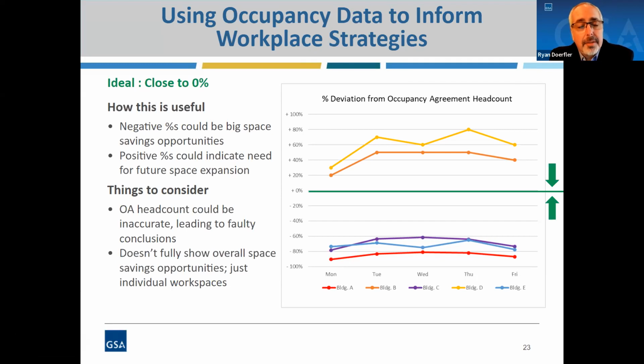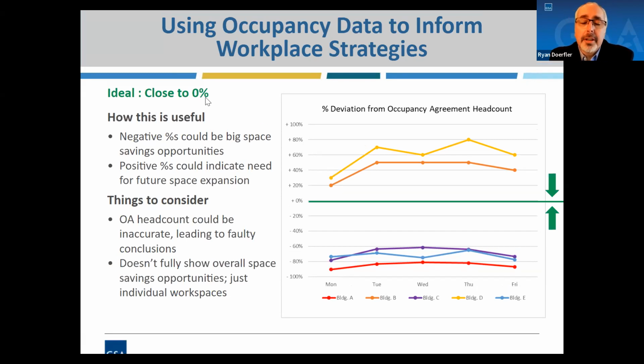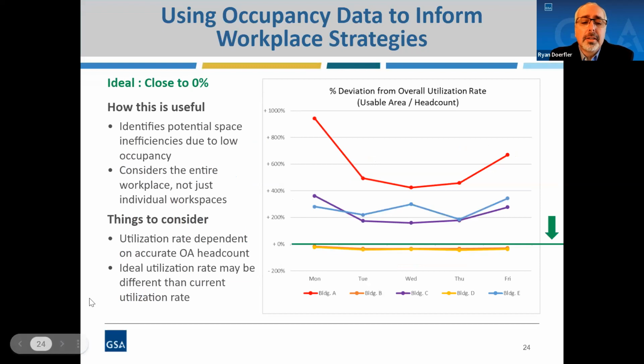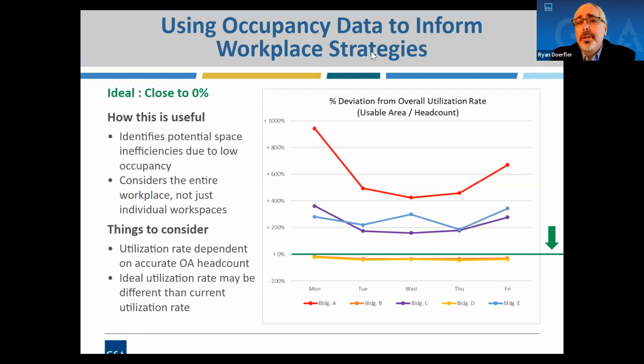Just like the other graphs, again, it's focusing just on personnel, just on the number of individual workspaces, and doesn't really give you an idea of the actual space savings that could be achieved. The last graph takes a bit of a different approach. If we go to the next slide, what we're doing is using utilization rate. Now, there are a couple of assumptions here.